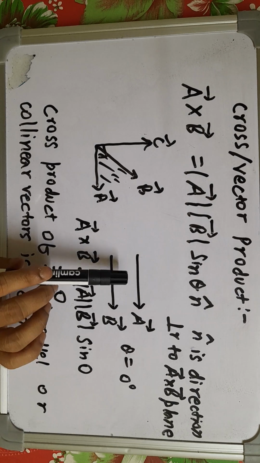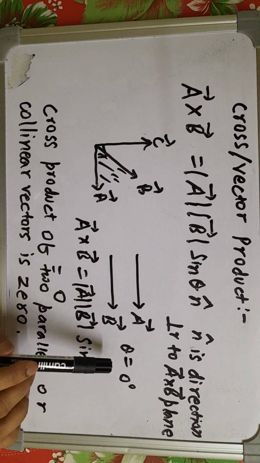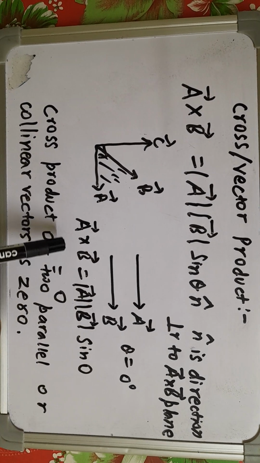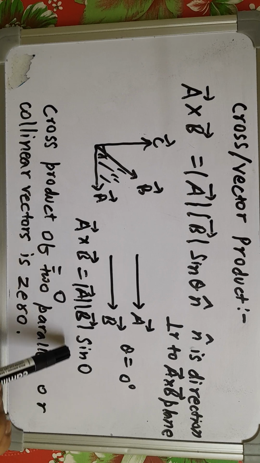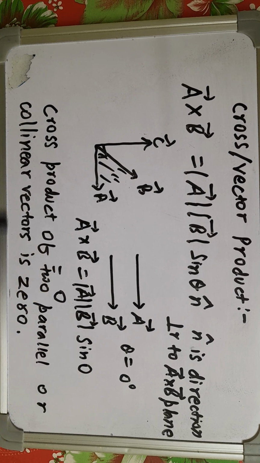Now let us suppose there are two vectors, a vector and b vector. The angle between them is 0 degree. Okay, so a cross b will be ab sin 0, and sin 0 is 0. So the cross product of two parallel or collinear vectors is always 0. So I hope your doubts and concepts regarding the vectors must be clear.